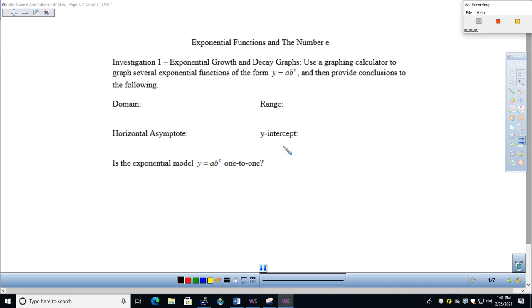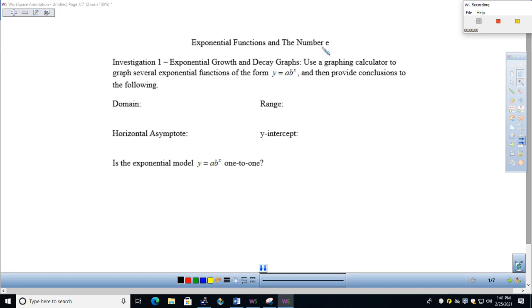Welcome everyone. Today's lesson is entitled Exponential Functions and the Number e. This is a follow-up to the introductory lesson on exponential functions. So we're going to expand on some of the concepts we learned in the previous lessons, and we're going to explore a brand new number. So we'll see how that plays out.